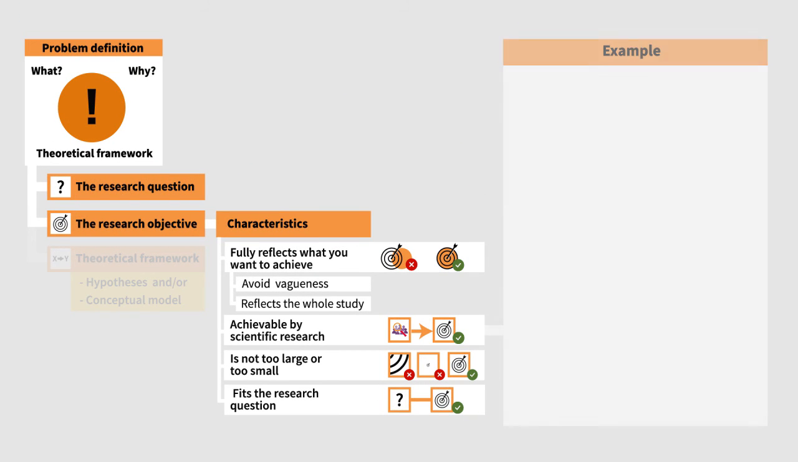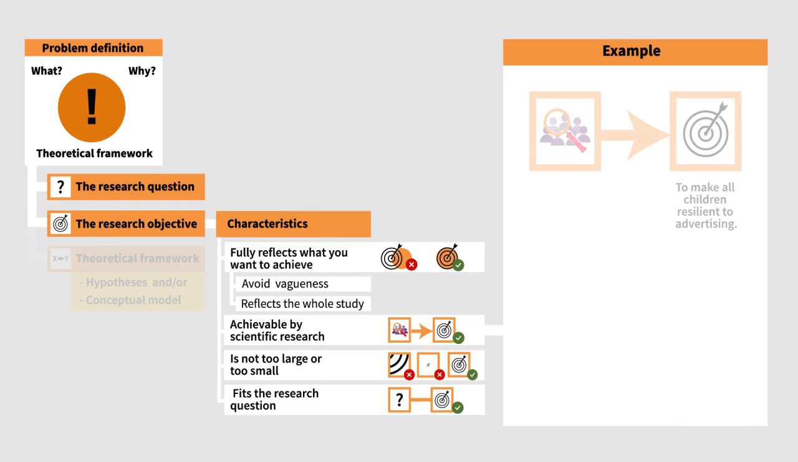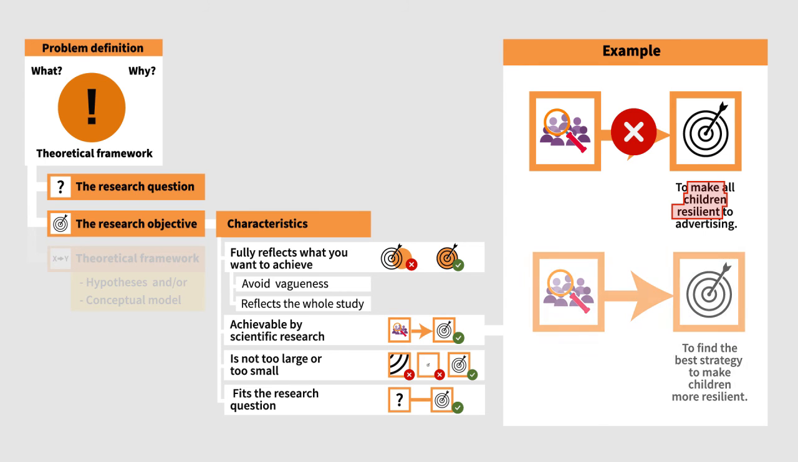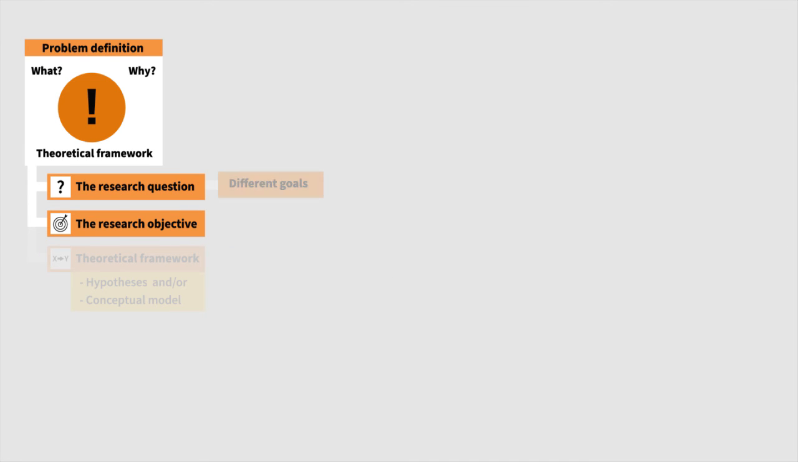Suppose you set your research goal on aiming to make all children resilient to advertising. A nice goal, but this goal cannot be achieved through research. The aim of a study is not necessarily to make children resilient or more resilient, but, for example, to find out the best strategy to make them more resilient. By conducting research, we are not trying to make them more resilient, but are figuring out how we can make them more resilient.